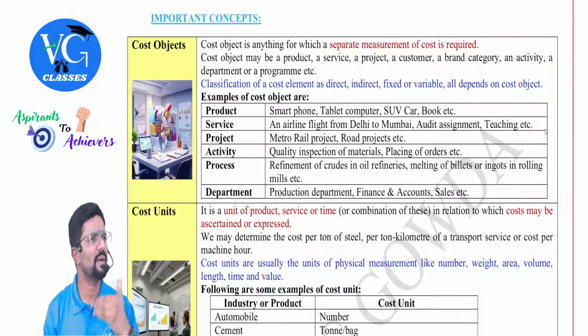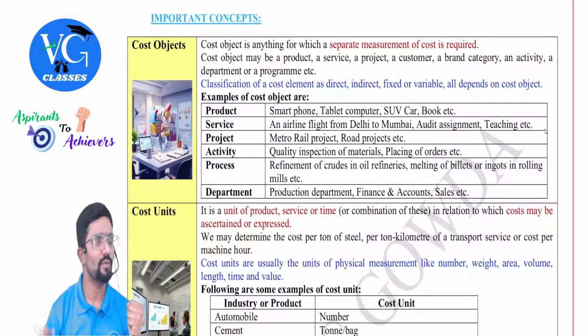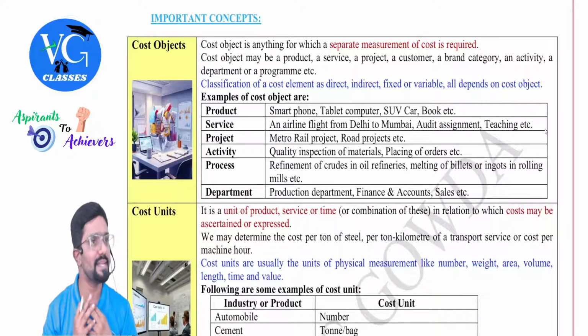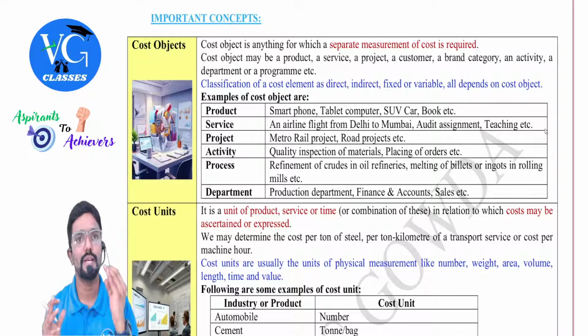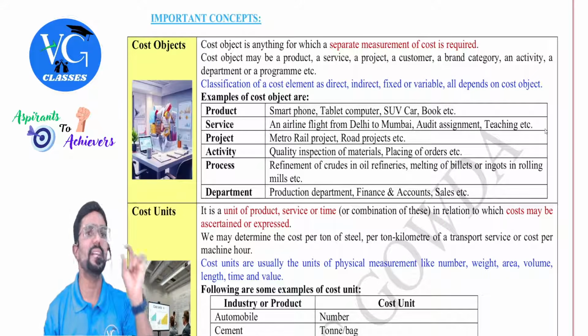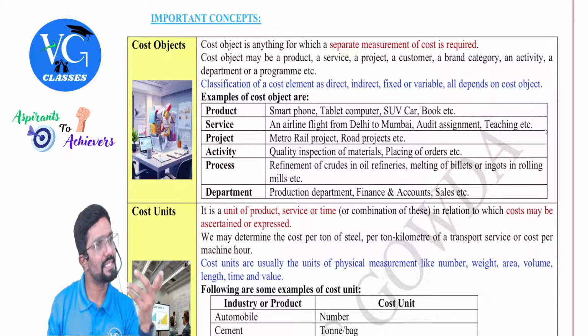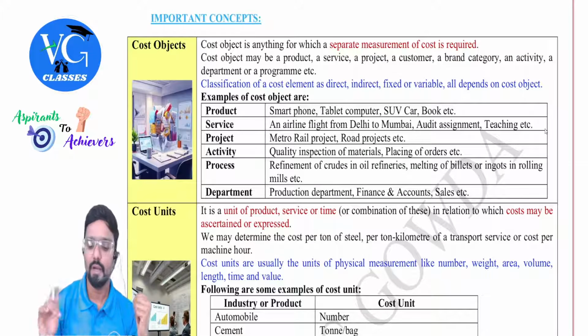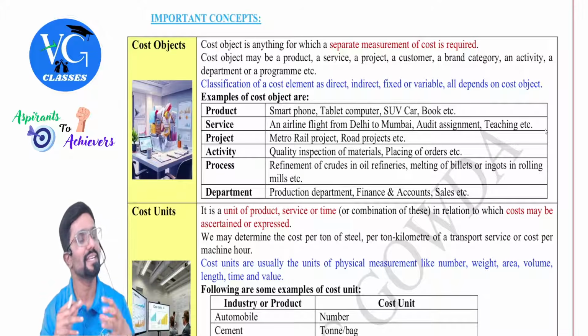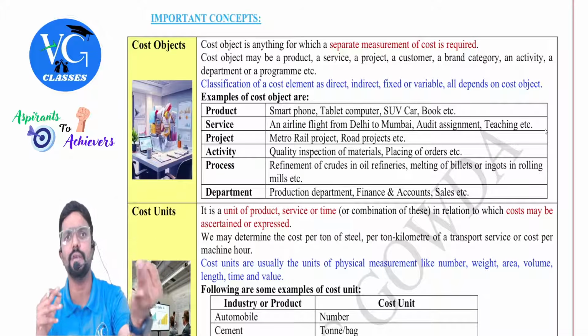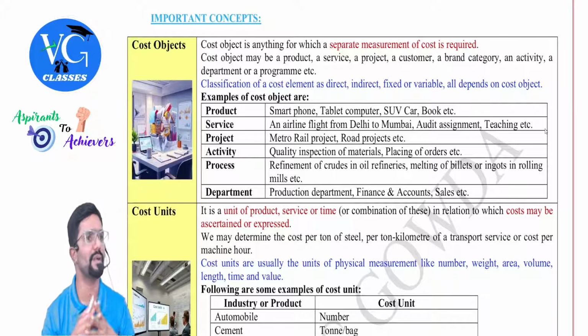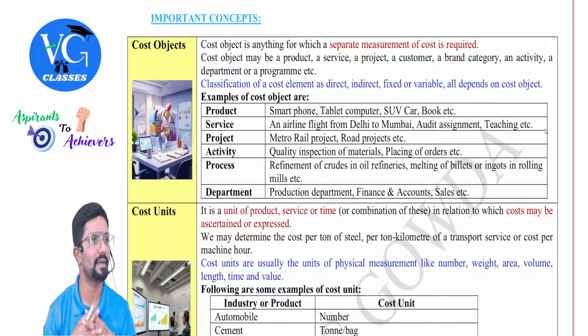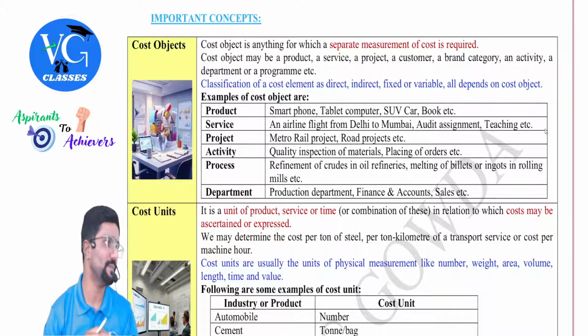Even, for example, brand category. Sir, some companies operate multiple brands, like HUL, ITC, and all. Now, they want to calculate the cost of the company as a whole, but they also want to know the cost of each and every brand or each and every product. In that case, that will become a cost object. Clear? Or else even a department. Sir, I want to calculate the cost of a particular department. For example, HR department, accounting department, production department, sales department, we want to calculate the cost of each department. In that case, that becomes a cost object.